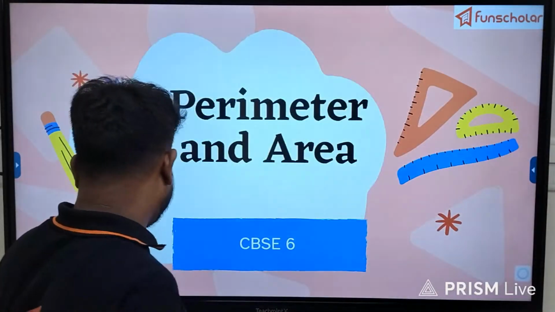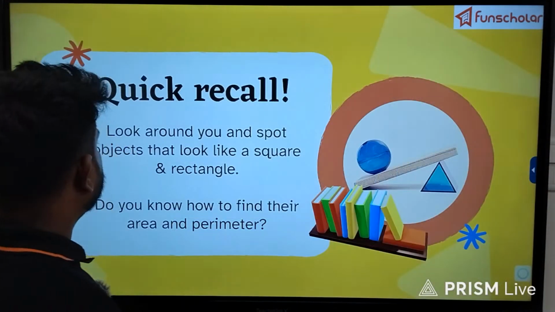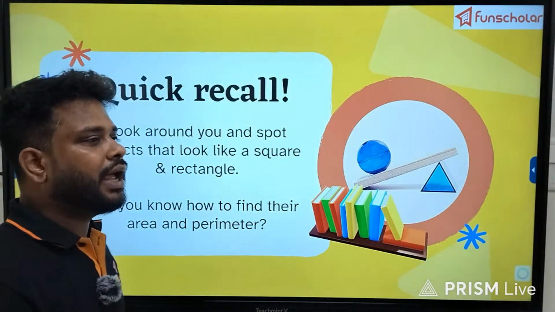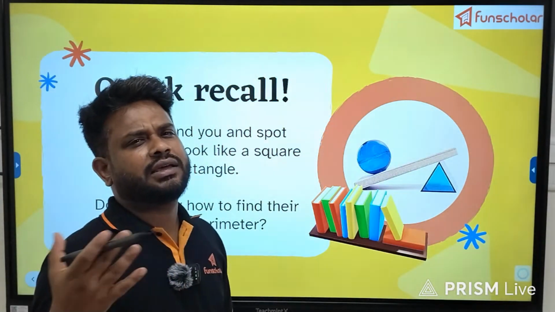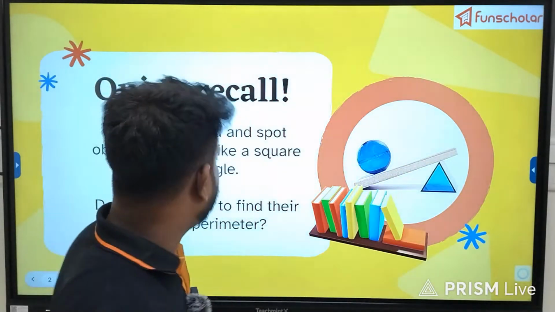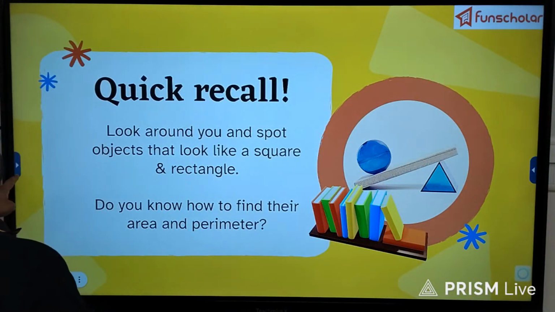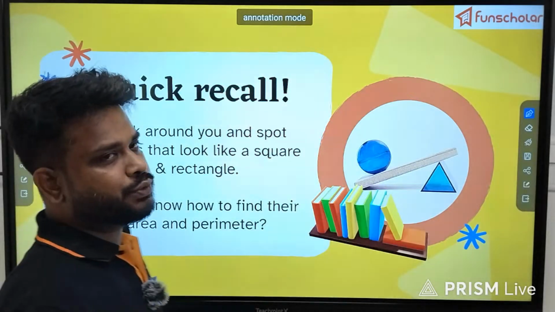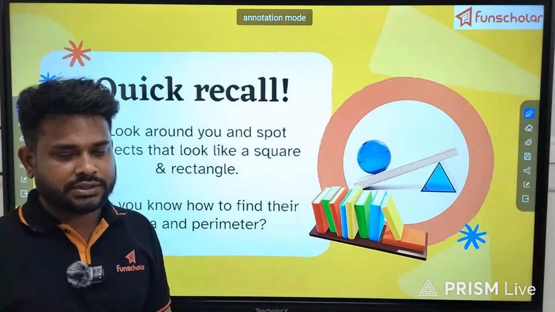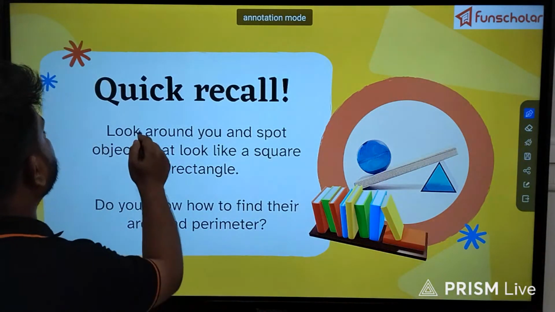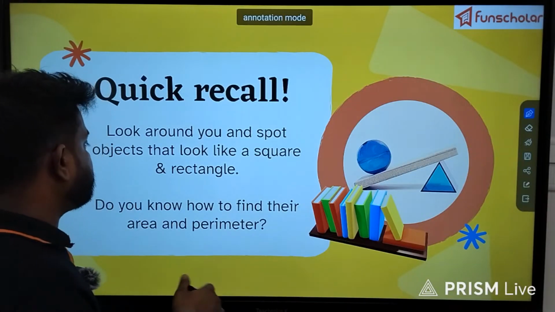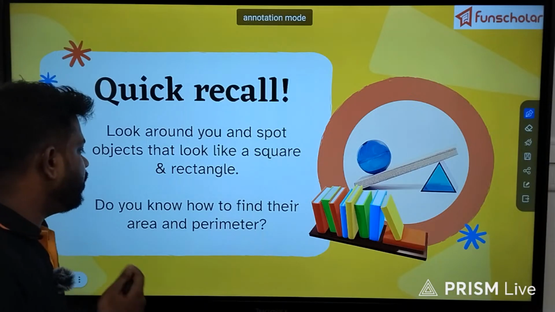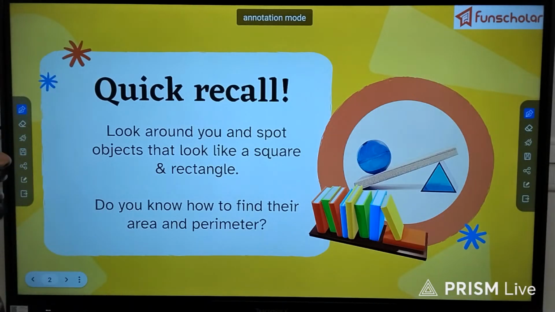Okay, so let's start. This chapter, area and perimeter, you have been studying from class 4. First of all, we have to recall some things which we have studied in our previous classes. Look around you and spot objects that look like a square and rectangle. Do you know how to find their area and perimeter?